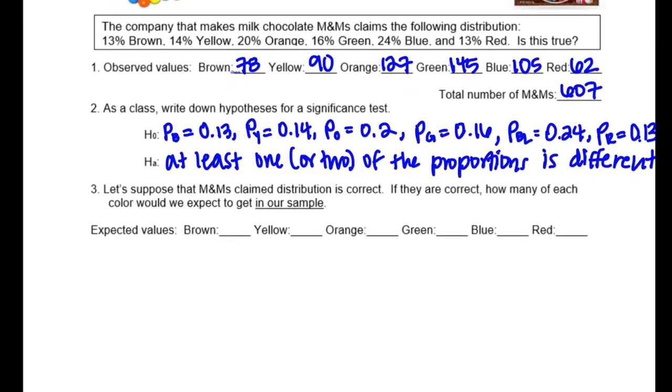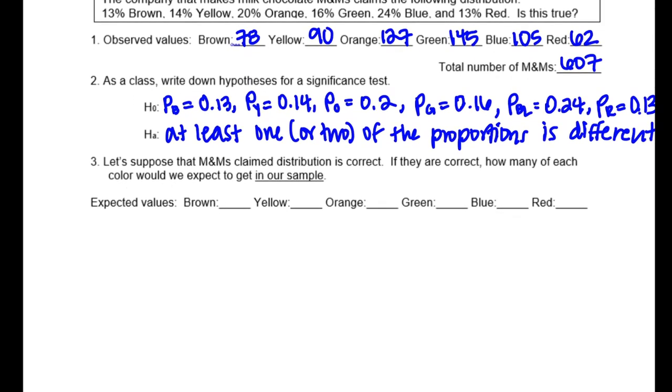Now I'm only going to do one more question with you. Let's suppose the M&M's claim distribution is correct. Remember, that's always how we do a hypothesis test, is we assume that the null proportions are true. And if they are, we can determine how many we expect of each from our sample. So I had 607 in the sample, and I expect 13% of them to be brown. So I'm going to find 13% of 607 by multiplying 607 times 0.13. And I get 78.91.